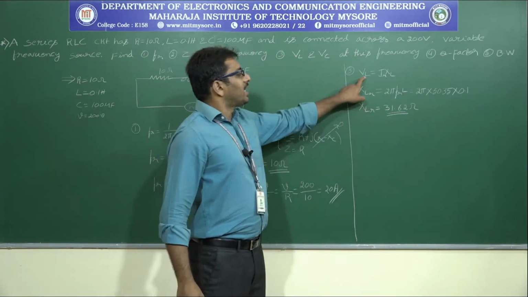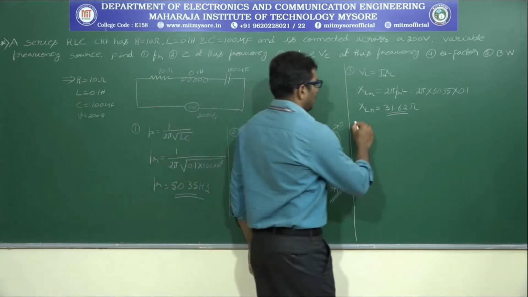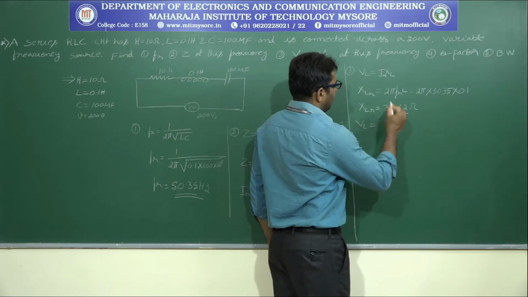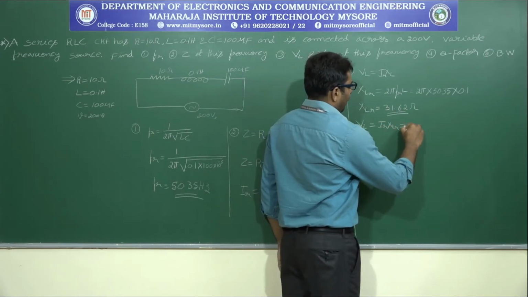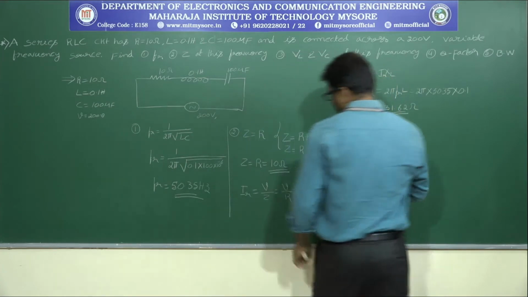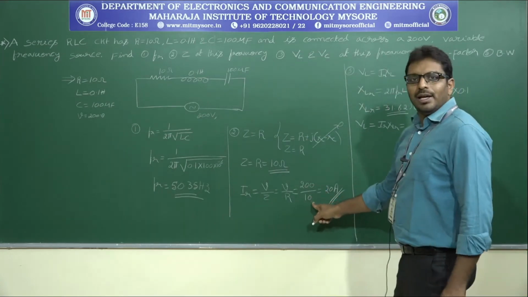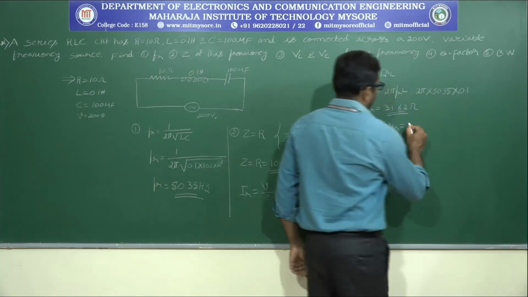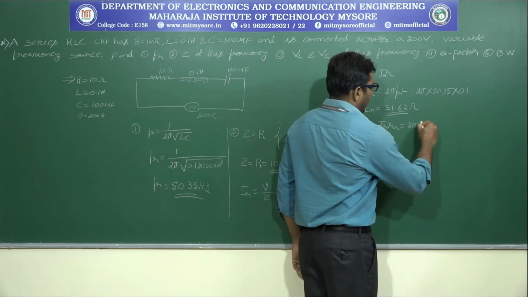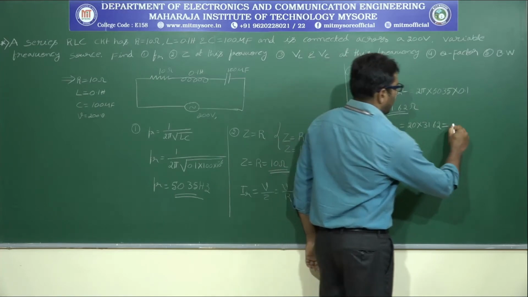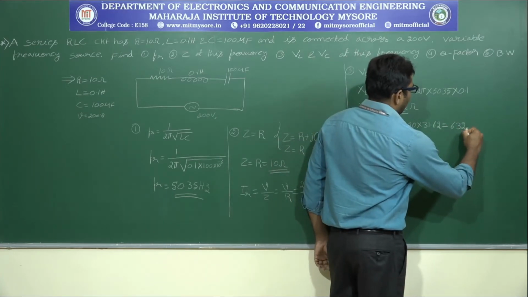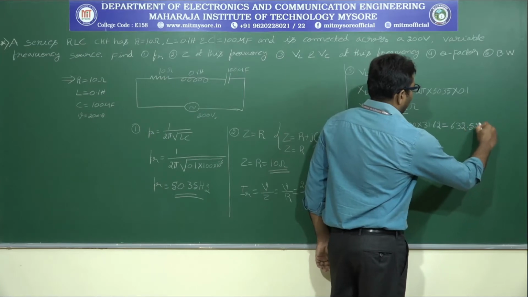Therefore, easily we can calculate what is VL. So VL is equal to IR into XLR, right? What is IR? IR is 200 by 10, 20 ampere. Therefore, 20 into 31.62, that is equal to 632.52 volts.